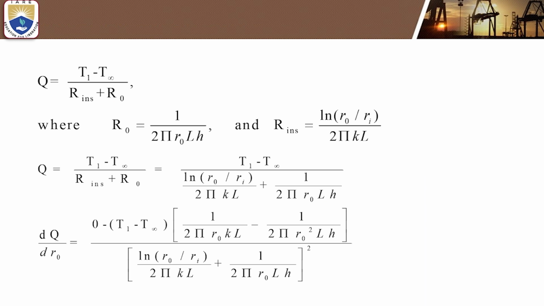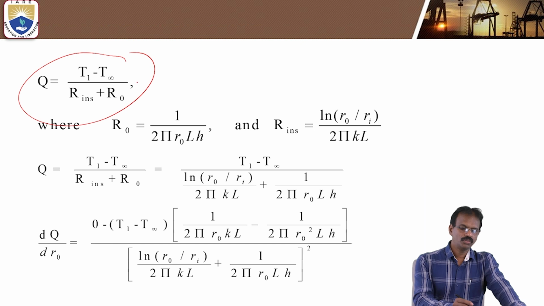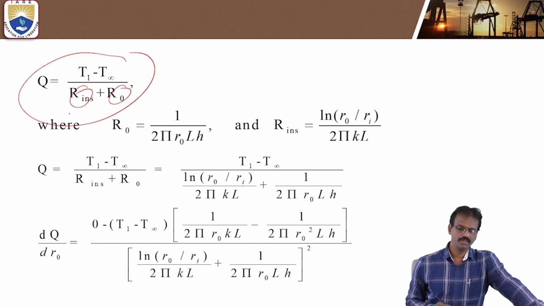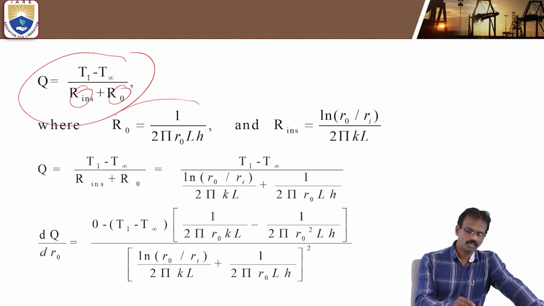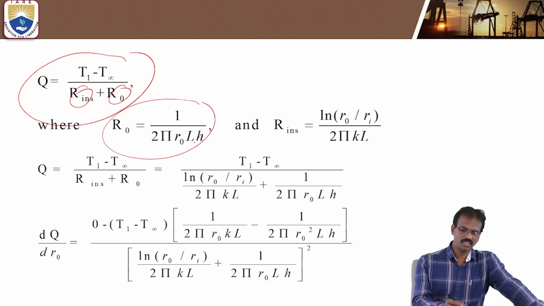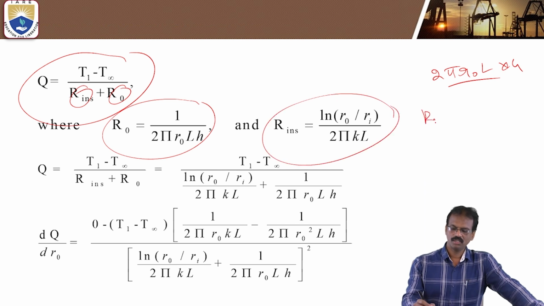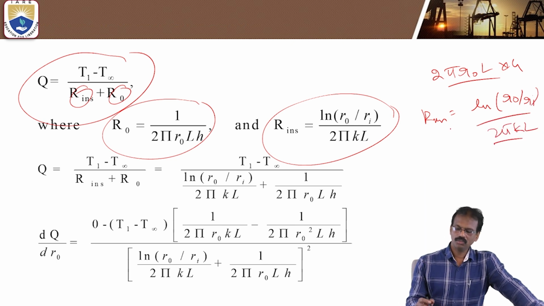You see the thermal resistances. So the rate of heat transfer Q is equal to this formula. This is the conduction thermal resistance, and this is the convection thermal resistance. R naught, the convection thermal resistance, is equal to 1 by hA, where A is equal to 2 pi R naught L, so 1 by 2 pi R naught L h. The conduction resistance of the insulation is equal to ln of R naught by Ri by 2 pi kL. These are the two resistances.